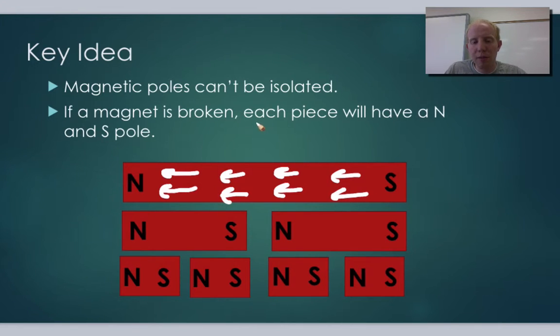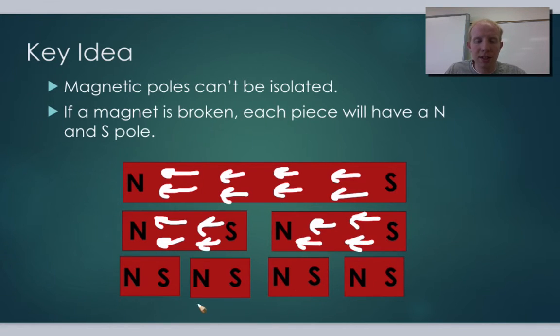So if you split that magnet in half, this side of the magnet still has arrows pointing this direction. Even though you cut that magnet in half, guess what? There's still a north side and a south side. And this one still has a north side and a south side. And if you do that again, you still get the same thing occurring.